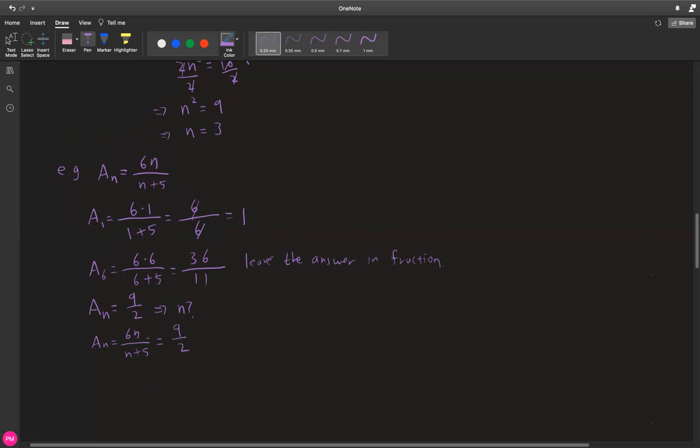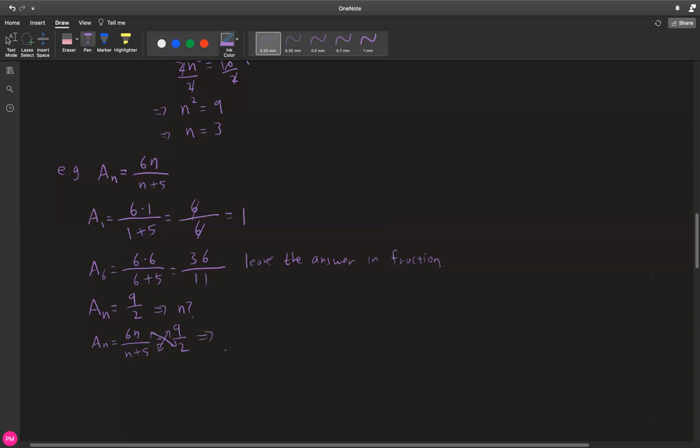So there are many different ways to go about solving for n in this case. Some of you like to cross multiply like this, or you can simply multiply by 2 on this side and multiply by n plus 5 on this side. It's all the same thing. They're all the same principle, just worded differently. So let's do cross multiplying. In this case, you can multiply 6n by 2, and you can also multiply 9 by n plus 5.